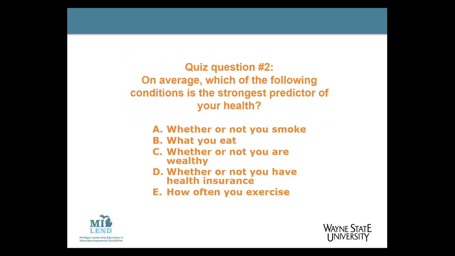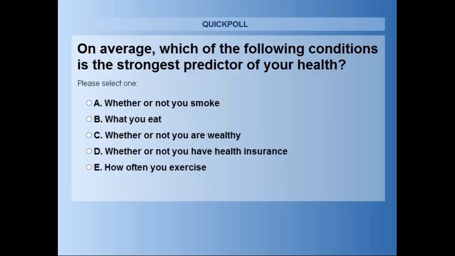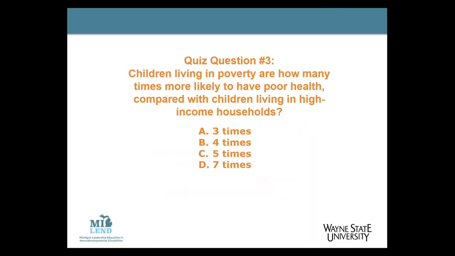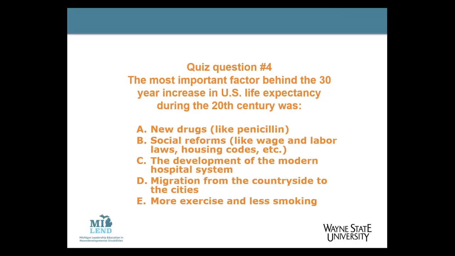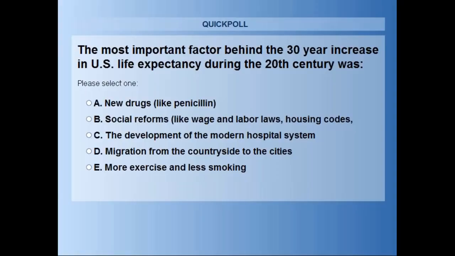Okay. The second question is, on average, which of the following conditions is the strongest predictor of your health? Next question. Children living in poverty are how many times more likely to have poor health compared with children living in high-income households? And final question, the most important factor behind the 30-year increase in U.S. life expectancy during the 20th century was which of these options?